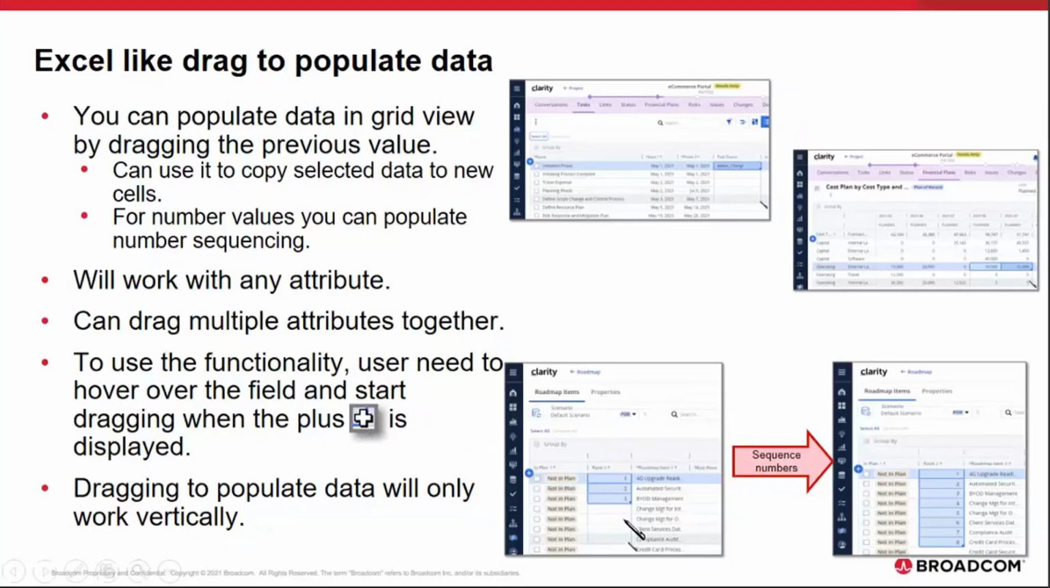You'll see this more during the demo to understand the difference between selecting a cell and having the cell selected to drag and drop. Dragging to populate the data will only work vertically. So I cannot drag and then go across horizontally to the other cells. That's because the other cells are of different data types, and you cannot copy the data from one to the other.